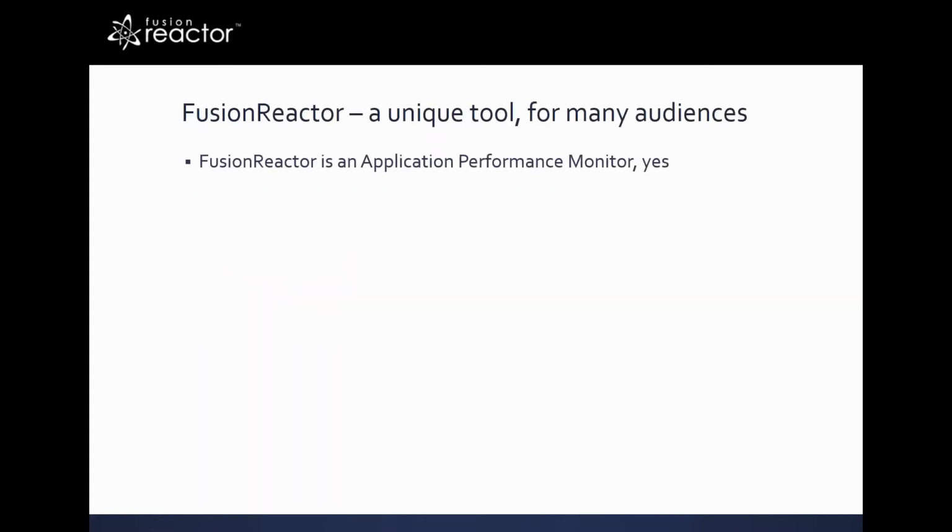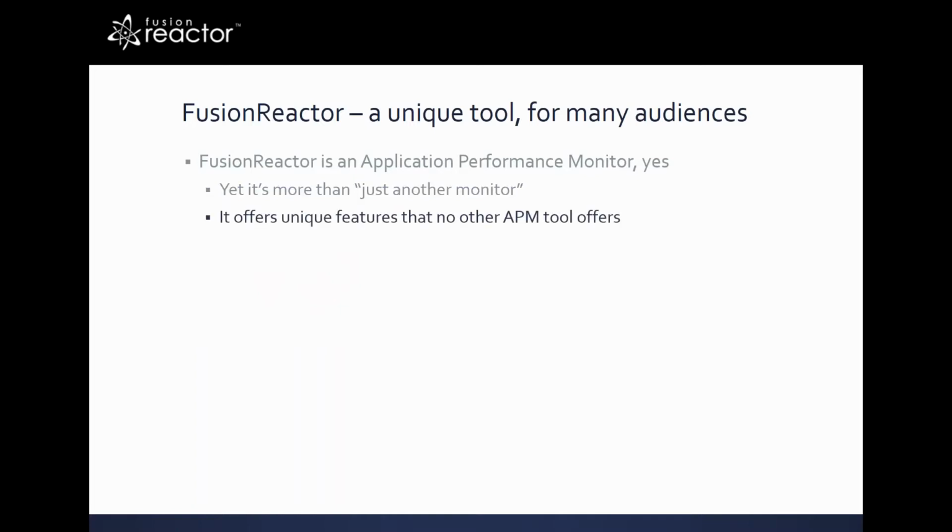So just as that overview, I just want to clarify, FusionReactor is an application performance monitor, and people maybe hear that term APM, and it is a monitor, yes, but I want to clarify that it's more than just a monitor, and we won't in this talk necessarily get to demonstrate that too much. But it is more than a monitor. FusionReactor really has a lot of unique features that other APM tools don't offer, and that's one of the reasons I've loved it from the beginning, and it just gets better and better all the time.